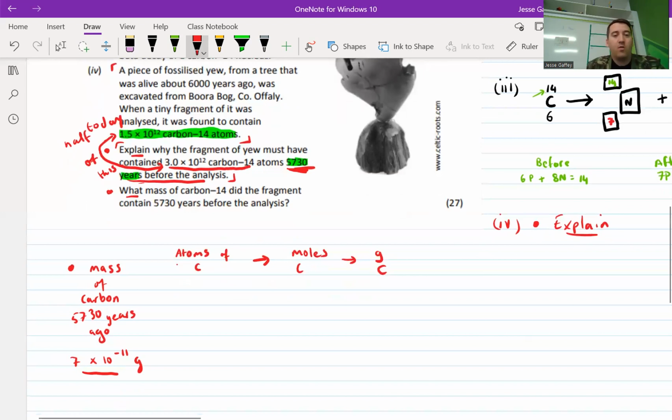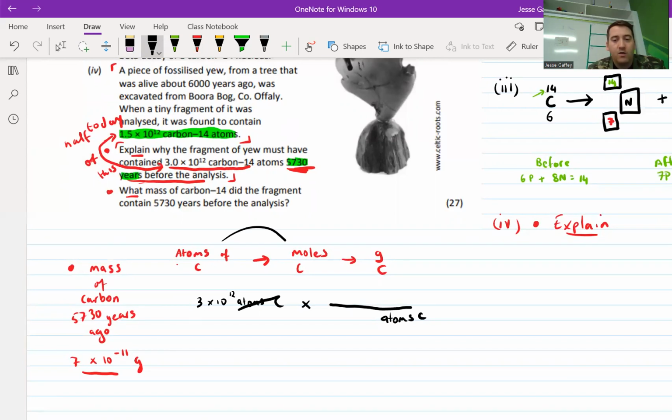All right, so if you weren't able to do it, the first thing we're going to do is write down how many atoms we had. 3 times 10 to the 12, and that's atoms of C. So I'm writing down what I have, and I want to go to moles of C. So I'm going to times by a conversion factor, which gets rid of atoms of C. So I'll put that on the bottom here. And then what am I going to put on the top? Well, I want to go to moles. So I'm trying to do this conversion. So moles of C on the top.